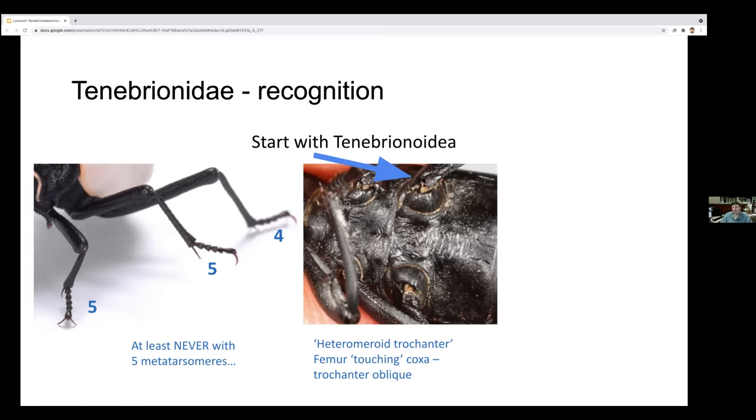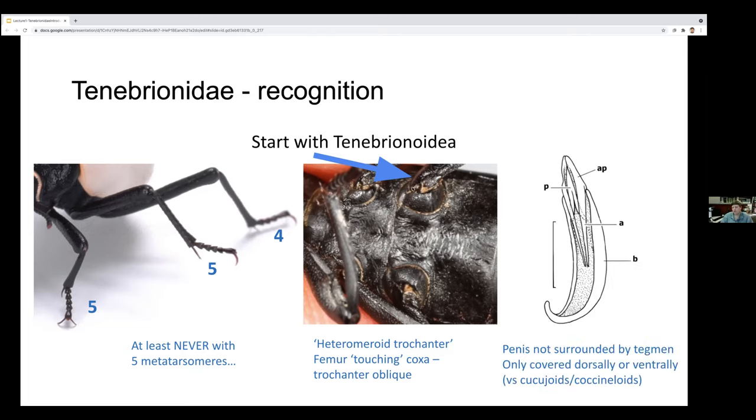But if you look at a Tenebrionoid, this femur comes down and kind of overlaps the trochanter, and it almost looks like the femur is touching and connected here. Actually, internally with musculature, it still all goes through the trochanter, but it kind of has this appearance. Okay, so that helps distinguish Tenebrionoidea from other beetles.